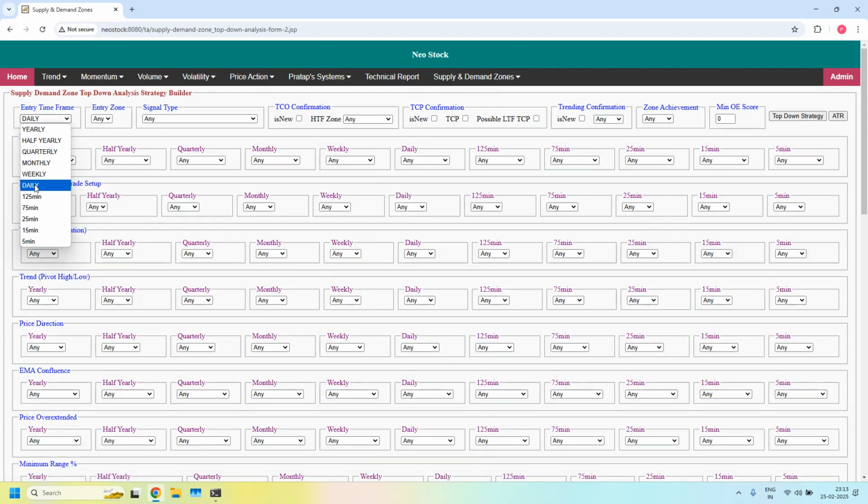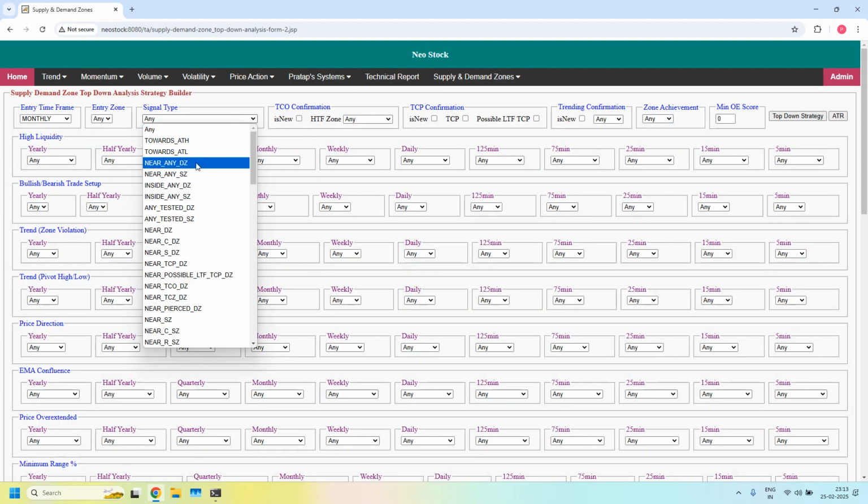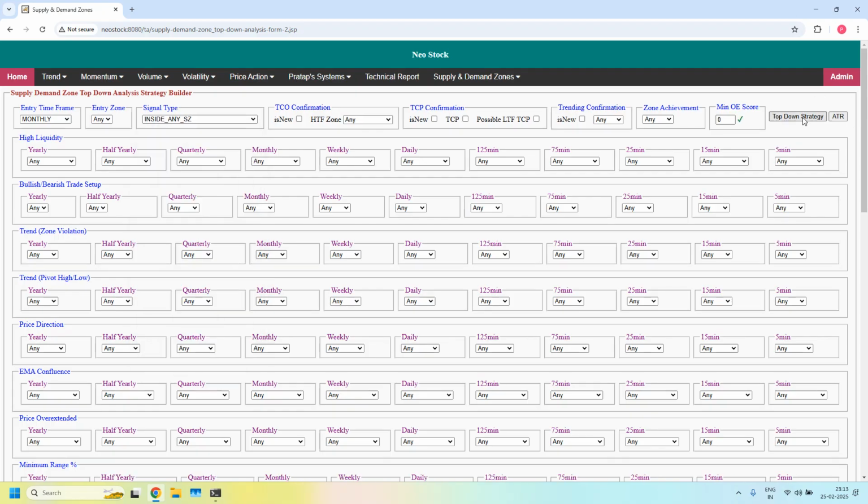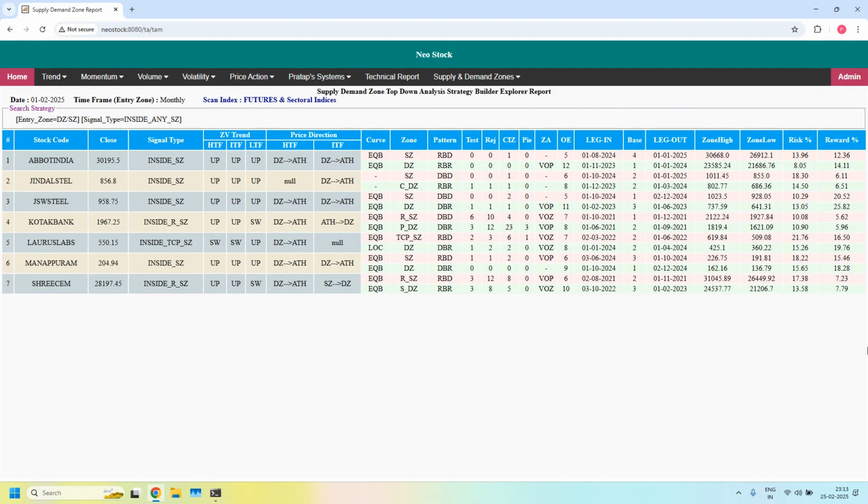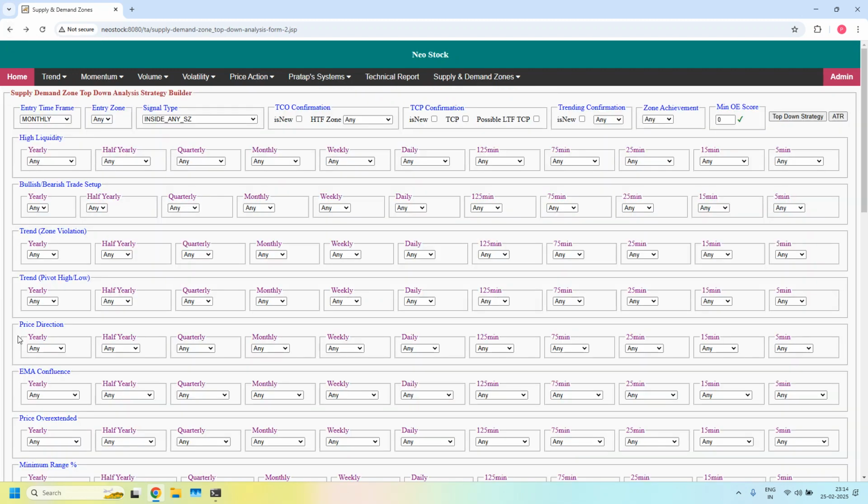monthly time frame. Price closed inside the monthly supply zone. We got 7 stocks. Out of these 7, how many monthly supply zones are having monthly EMA confluence? Let's verify. I'm going back in the EMA confluence at monthly time frame. I am checking monthly supply zone having monthly EMA confluence or not.